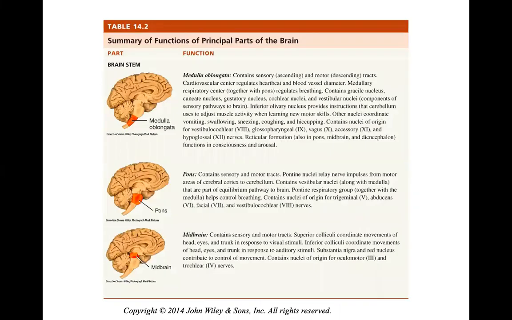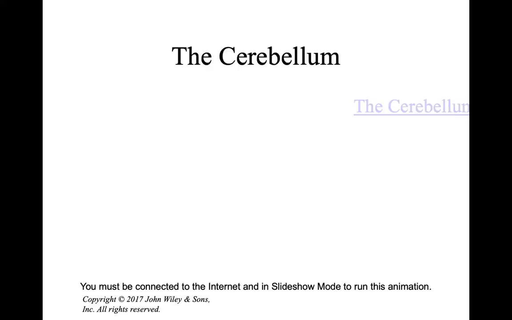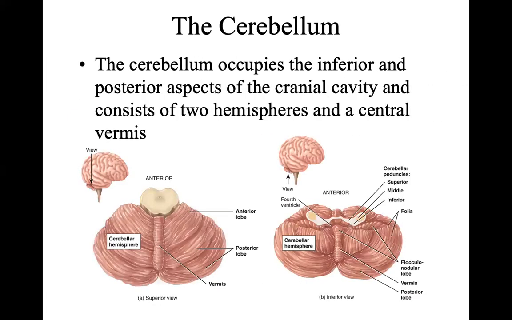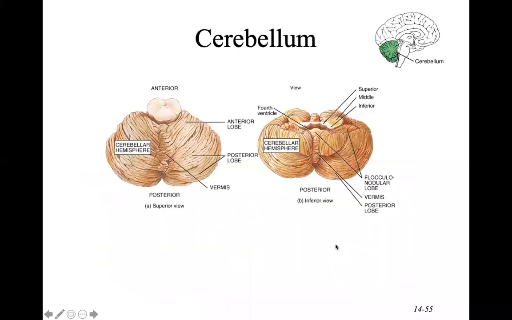Okay. All right, let's move through. Again, you can review those on your own, but we've covered them in pretty good detail. Let's look at the cerebellum now. The cerebellum, we call it the little brain. It occupies the posterior and the inferior part of the cranial cavity. And it too, like the cerebrum, has two hemispheres, a left and right hemisphere, separated by the vermis right in the center, the central vermis.